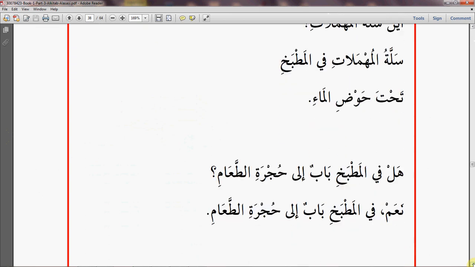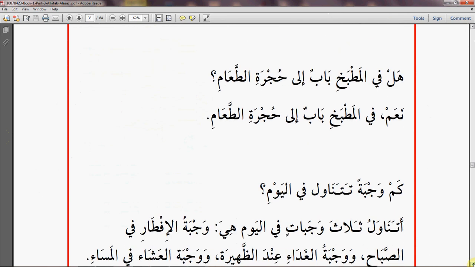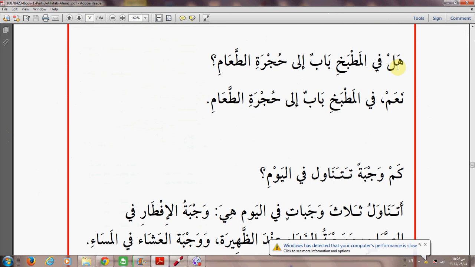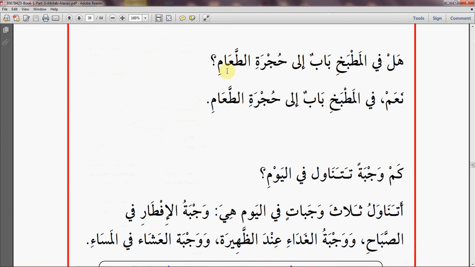The buyer is still asking. هل في المطبخ باب إلى حجرة الطعام؟ Is there any door from the kitchen to the dining room? So we want to understand if there is any door leading to the dining room from the kitchen. So هل في المطبخ, is in the kitchen, door to the dining room, to إلى.